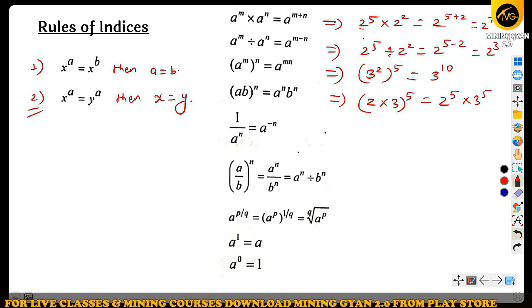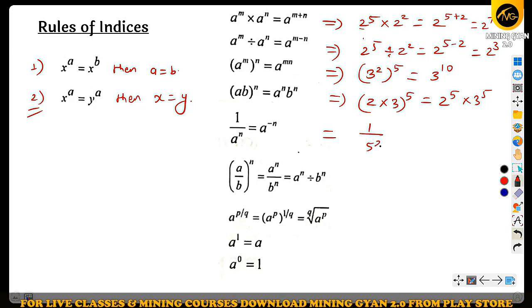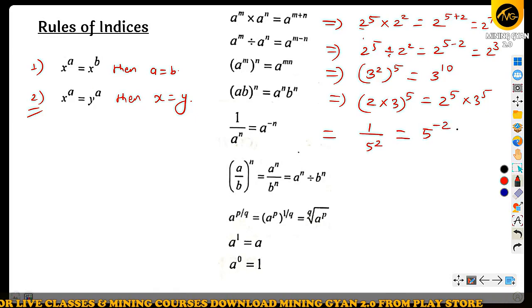Now a divided by a power n is equal to a power minus n. Suppose 1 divided by 5 squared, so it equals 5 power minus 2. It will be inverted, right?